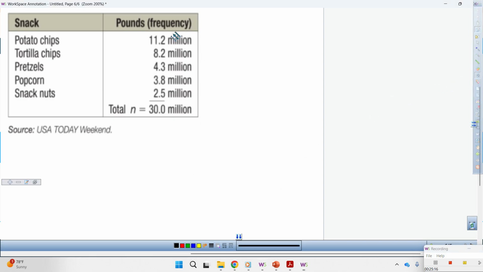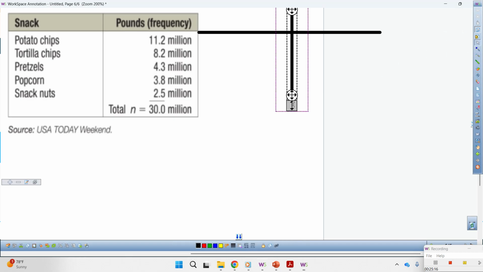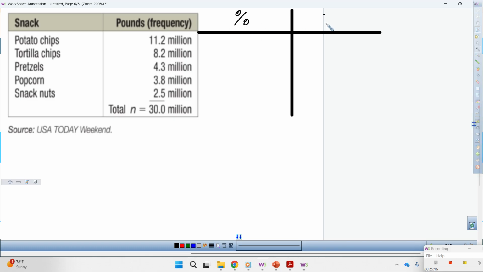So here we go. When you get to this one, to create a pie chart, we start off by making one column, and that leaves us at the end a second column to the right. Once again, I don't know what's going on, but some of you are very distracted. This column we're going to write percent. This column we're going to write degree.